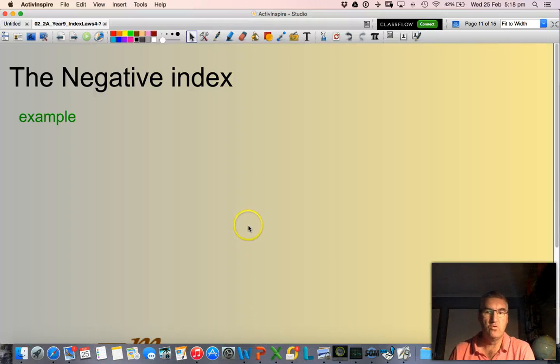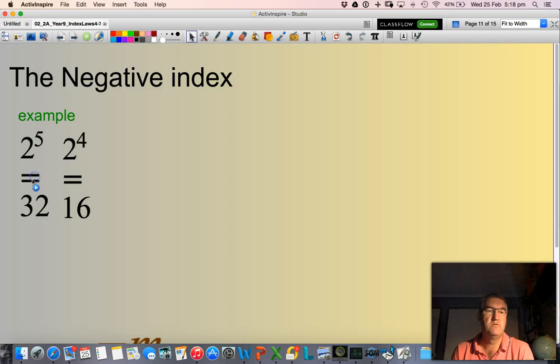Okay, index law number 7, the final index law, is the negative index. Now let's just look at an example that might help explain what this index law is about. If I have 2 raised to the power of 5, that equals 32. If I have 2 raised to the power of 4, that equals 16.